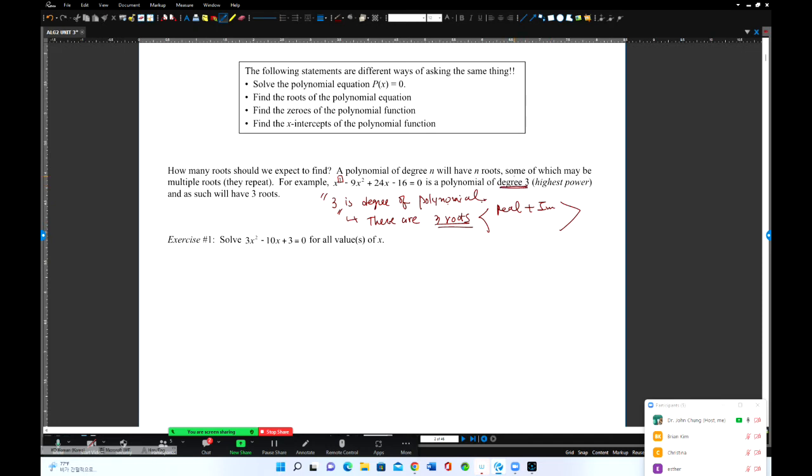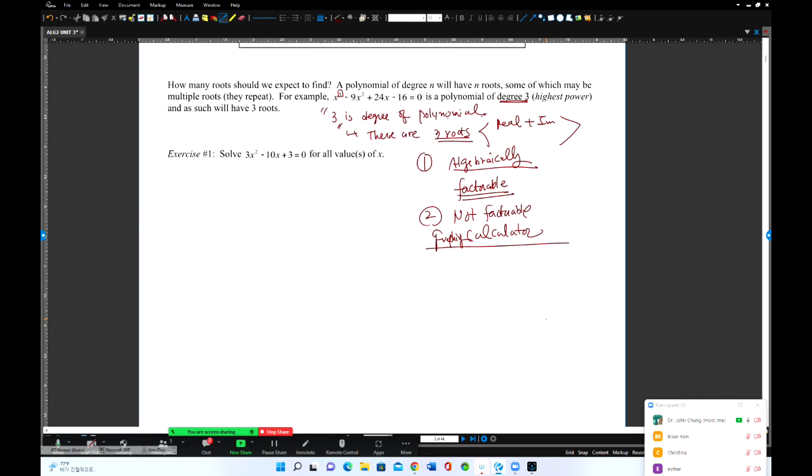To find the roots, the first way is to solve algebraically. Algebraically means it should be factorable. Only if it is factorable can you use algebra. If not factorable, you have to use a graphing calculator. Use the calculator and make a graph over here.